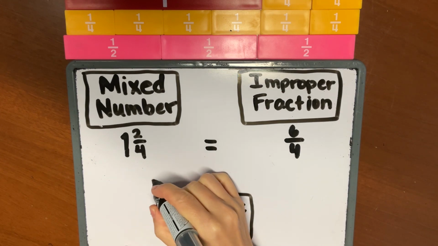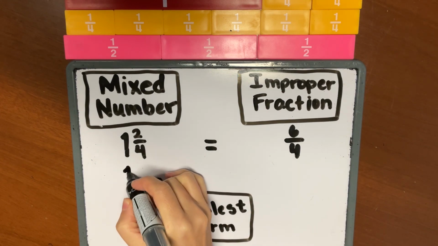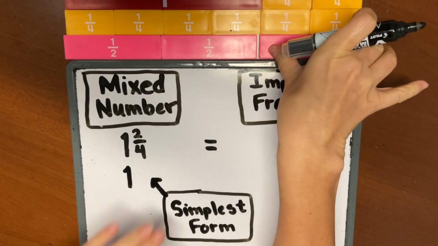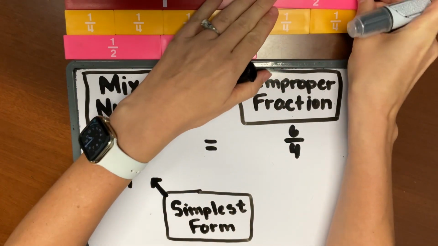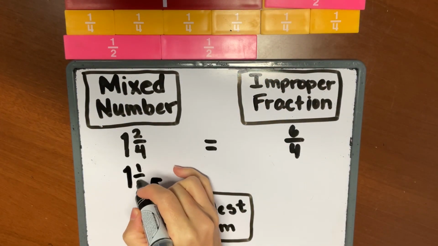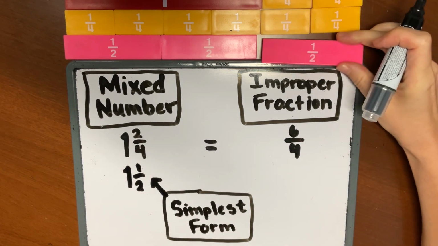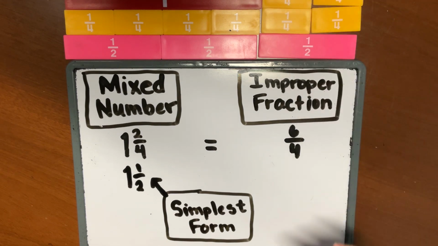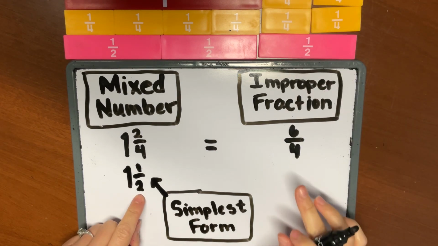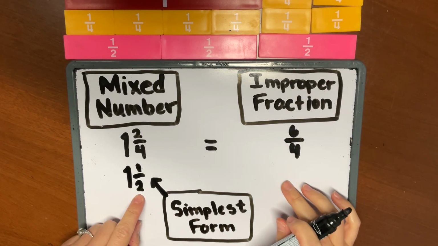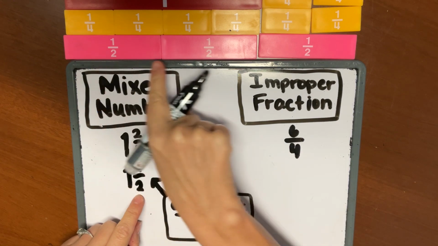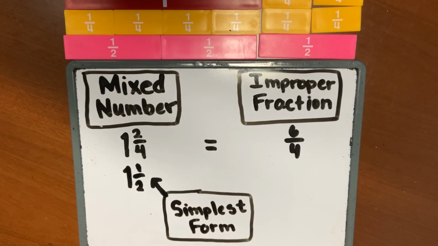So I could also say that 1 and 1/2, which is much simpler, it's much easier to use halves than fourths, there's less of them, is equivalent to, I want to use halves again. What would you say for the improper fraction? Look at the model and what would it be?